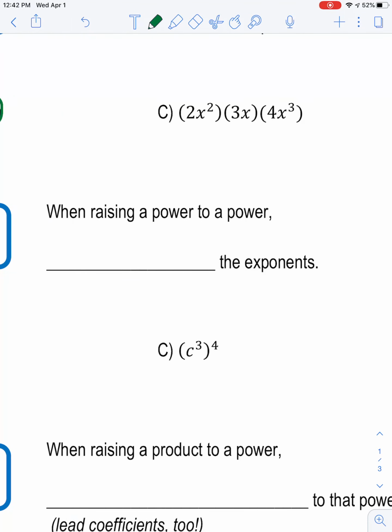All right, so I would do the same thing here. I would multiply 2 times 3 times 4. That's 6 times 4, which is 24. But then with the x's, I'm going to add all those exponents. So I have a 2 plus, here I would just use a 1 because there's nothing there, plus a 3. So 2 plus 1 plus 3 adds to 6.